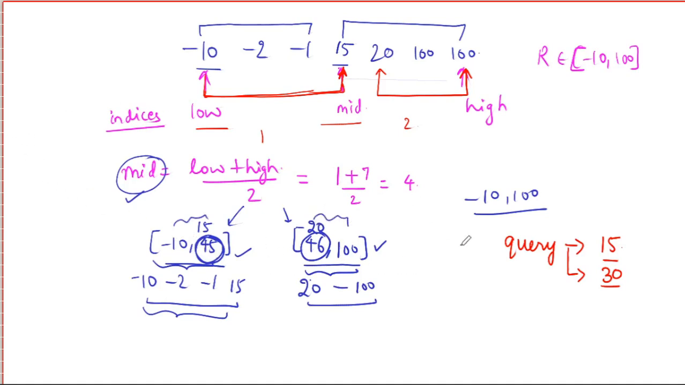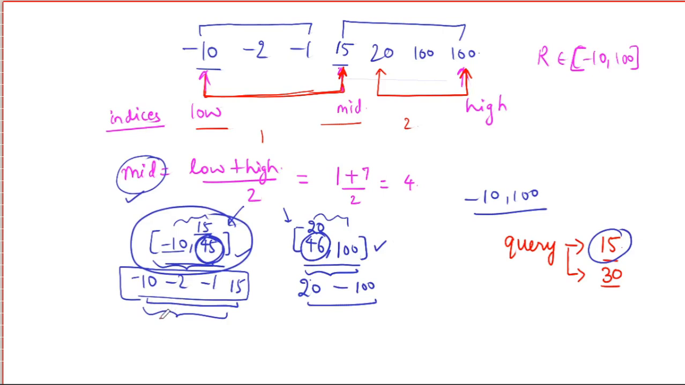So let's see whether 15 is present or not. We have divided this set of numbers. Now we want to know whether 15 is present or not. So we will check the range. The range is from -10 to 15. So we have to search in this half, the first half.